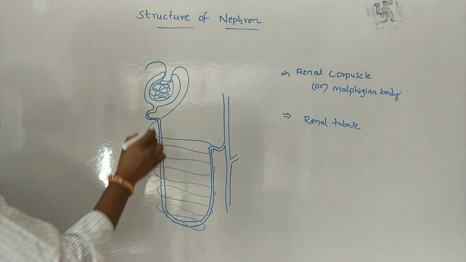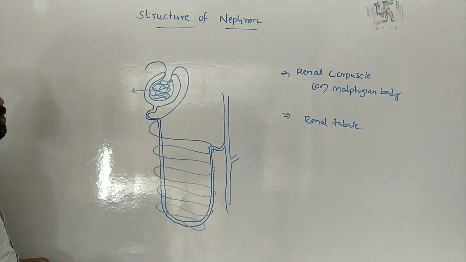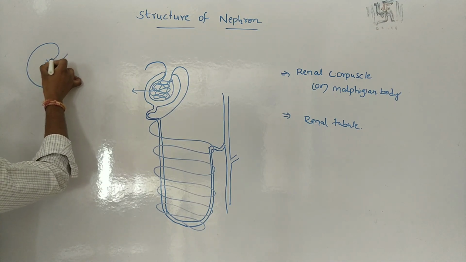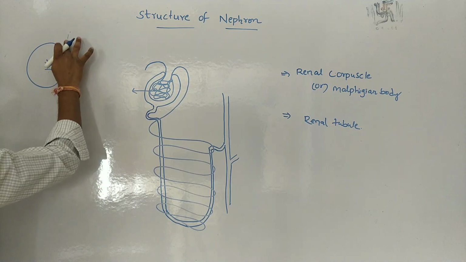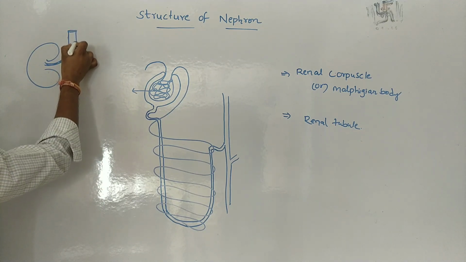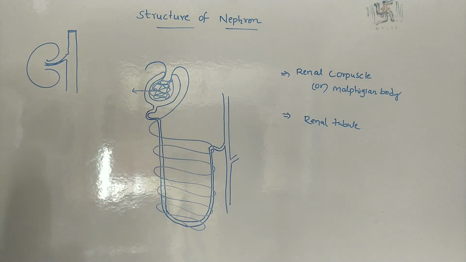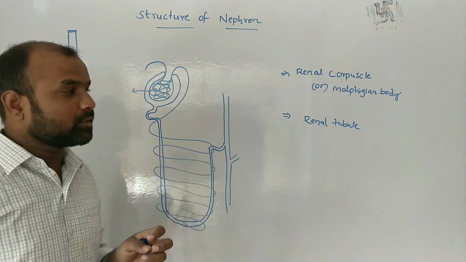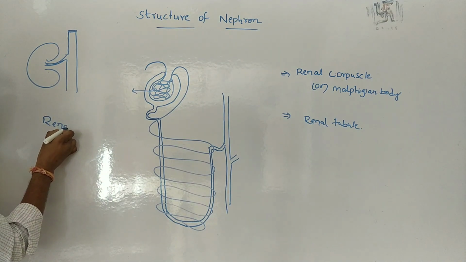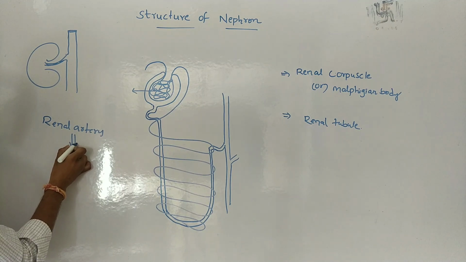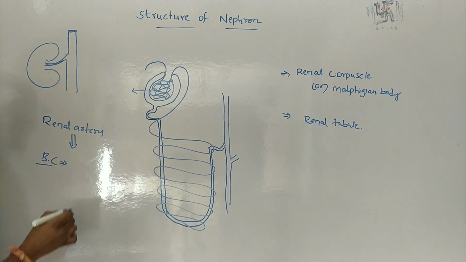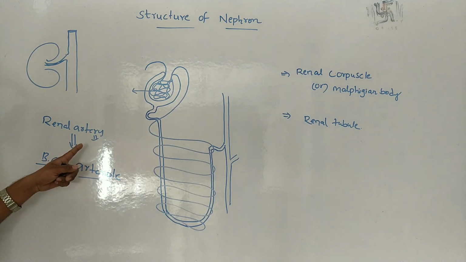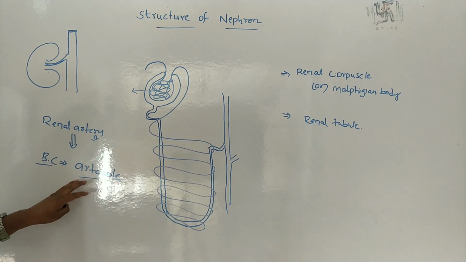See here, in the structure of the nephron, it consists of a bunch of blood capillaries. This bunch of blood capillaries is formed from the renal artery. Just imagine the structure of a renal artery. The renal artery brings blood into the kidney. After entering the kidney, the renal artery divides into smaller blood capillaries. These are called arterioles. The smaller blood vessels branching from the arteries are known as arterioles.